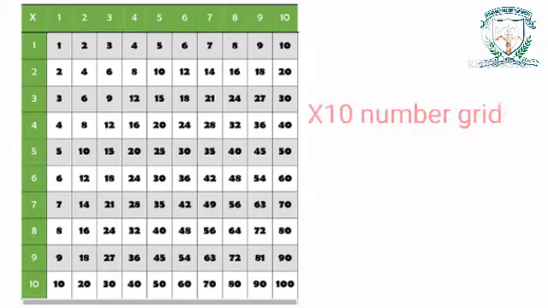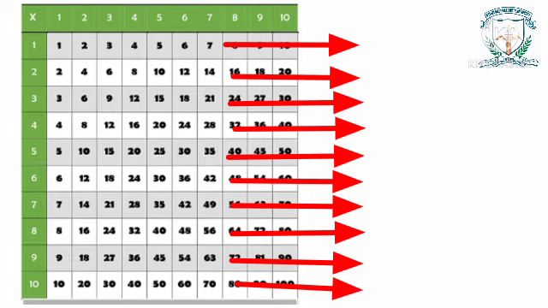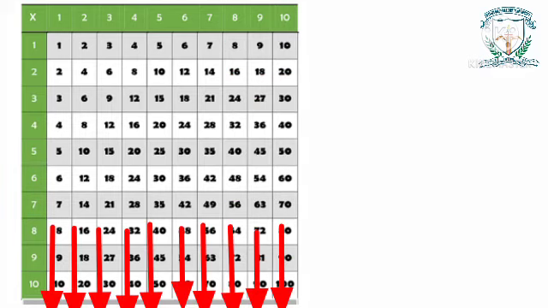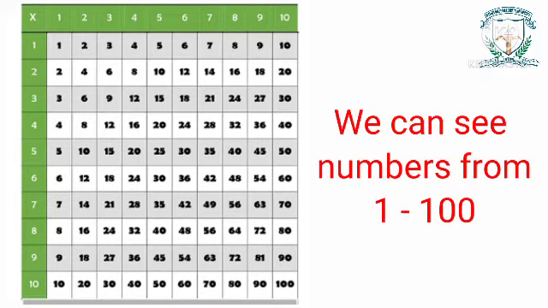This is the 10 by 10 number grid because it has 10 rows and 10 columns. And we can see numbers from 1 to 100.